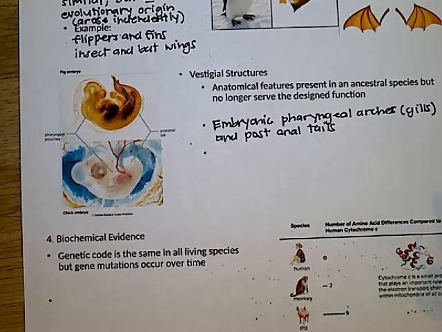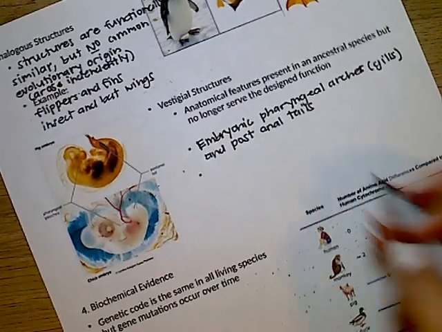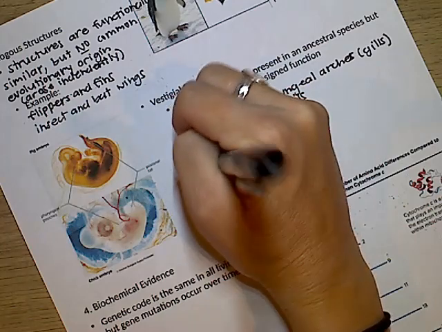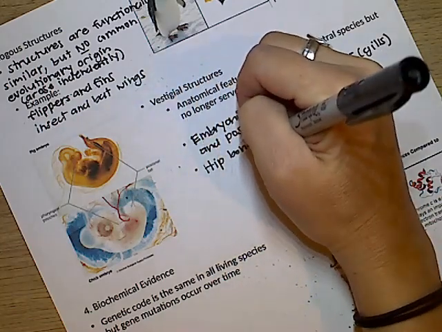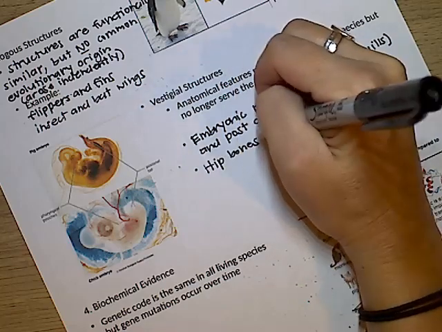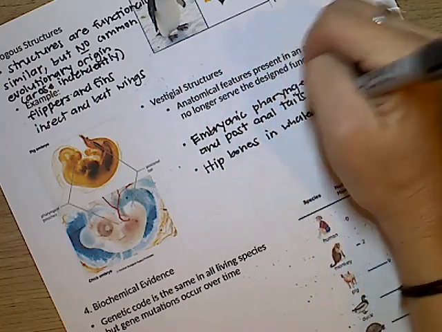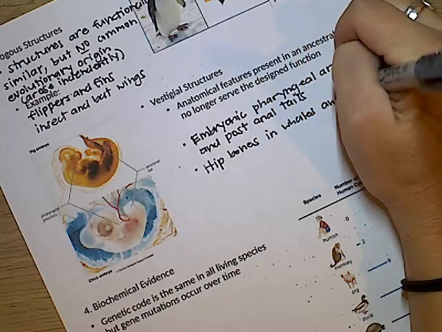And in humans, the post-anal tail ends up being the parts of the coccyx, the tailbone, and the gill arches become parts of the inner ear and the neck, I believe. And you will also find remnants of hip bones in whales and snakes, which are no longer used.